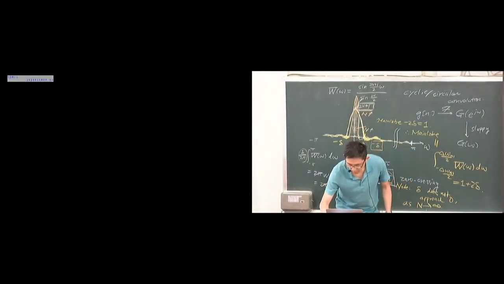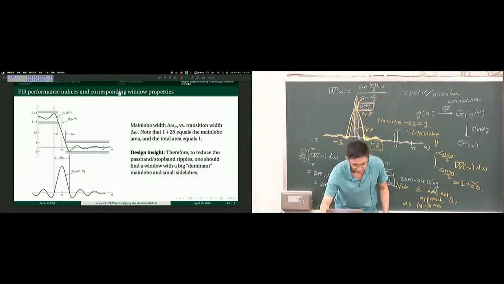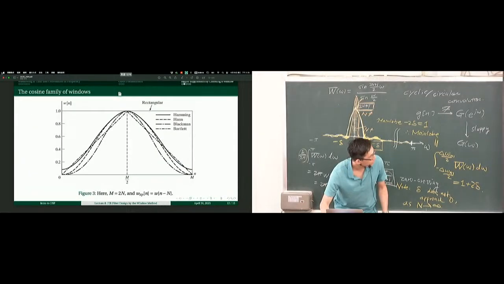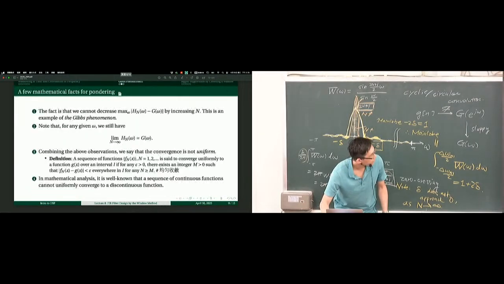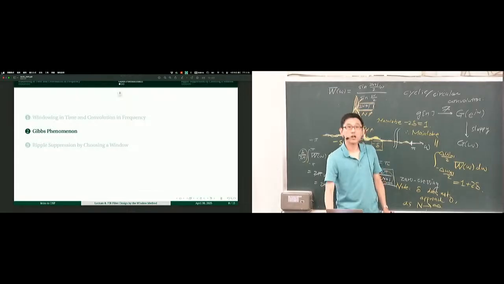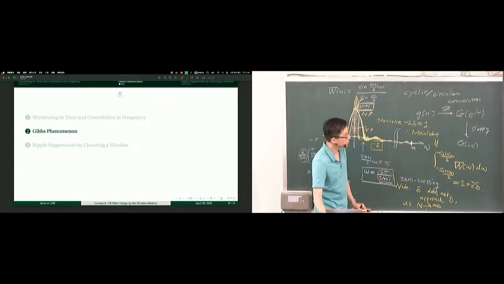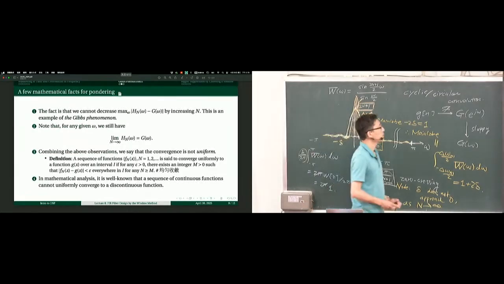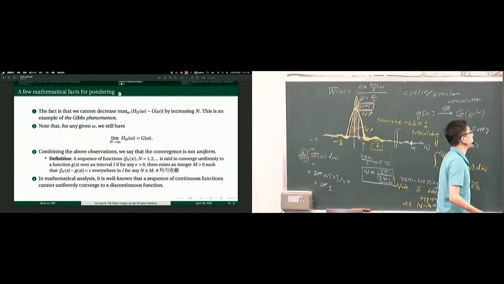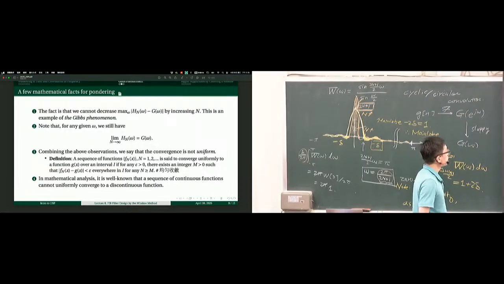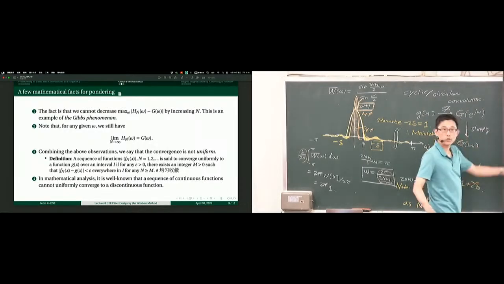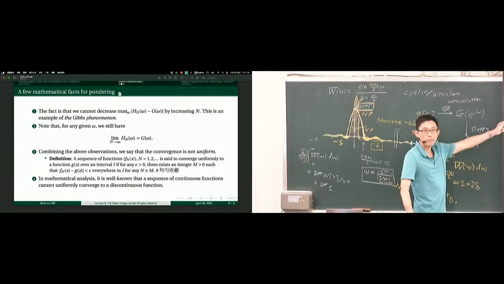And so in the next few minutes, I would like to talk about what this means mathematically. This is a perfect example of what we call the Gibbs phenomenon. So this is the next topic. I want to introduce to you the Gibbs phenomenon. So let's try to see what's going on. These are a few mathematical facts if you are more mathematically inclined.